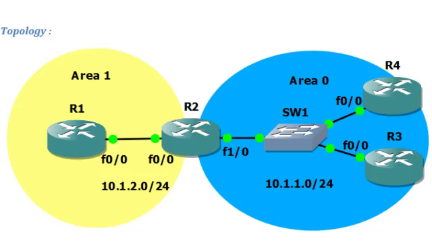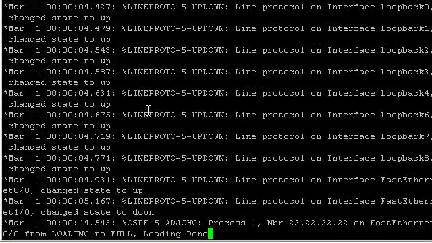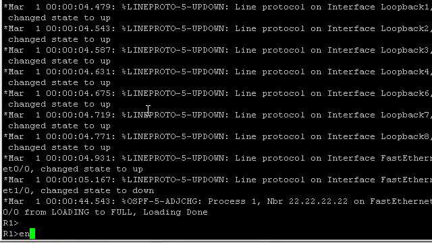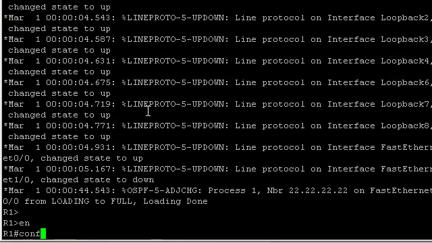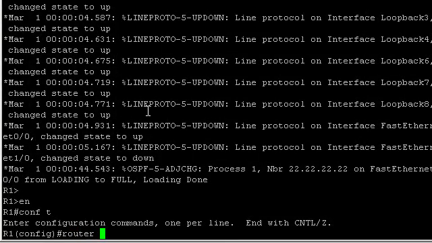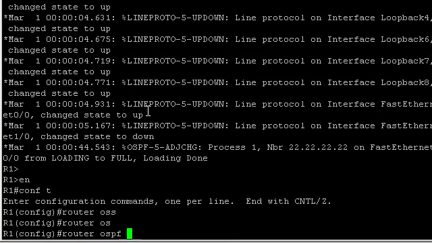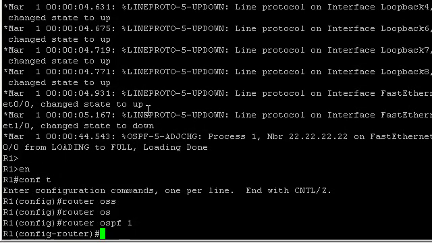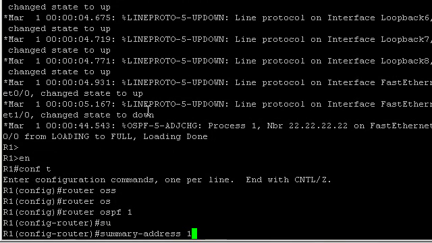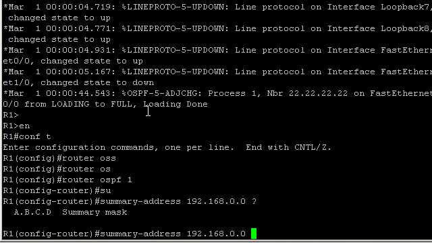In our network, the ASBR is router 1. On router 1, router ospf 1. And to summarize external routes, we would be using the summary-address command. So summary-address, the IP address of the summary, 192.168.0.0. And now, shall we use a mask or wildcard mask? Question mark. And we have to use a mask.